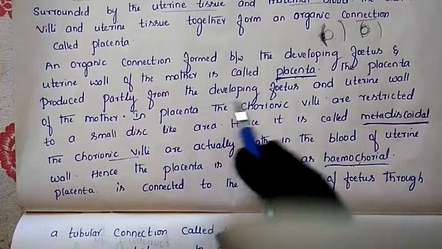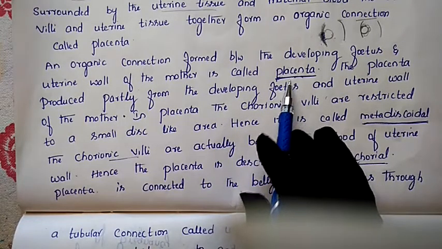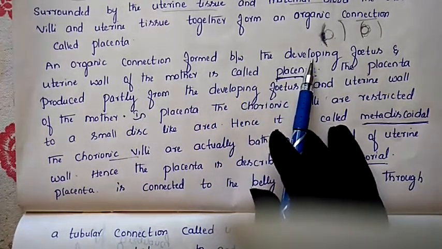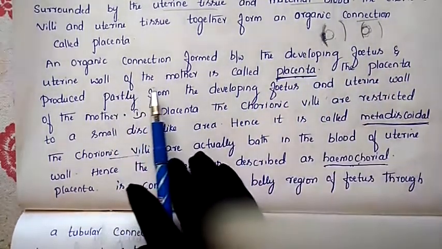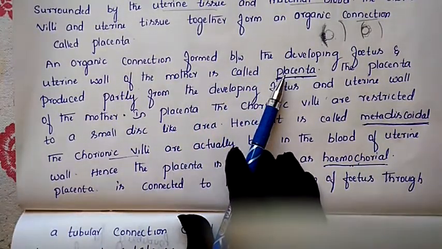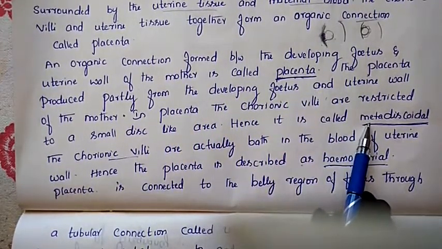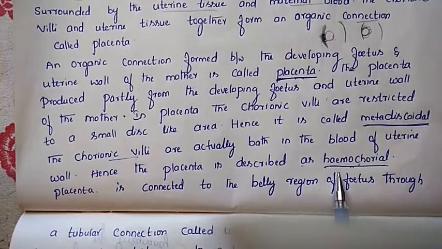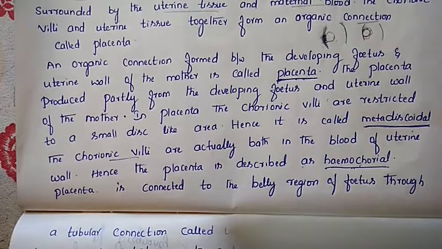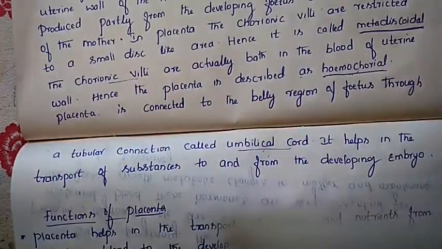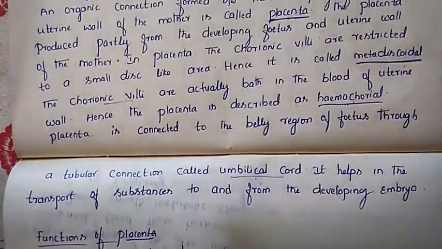Next, what is the meaning of a placenta? It is an organic connection between the developing fetus and the uterine wall of the mother, called the placenta. So questions may be asked here: define placenta, define metadiscoidal, define hemochorial, define umbilical cord. These are the questions which may arise in your exam.